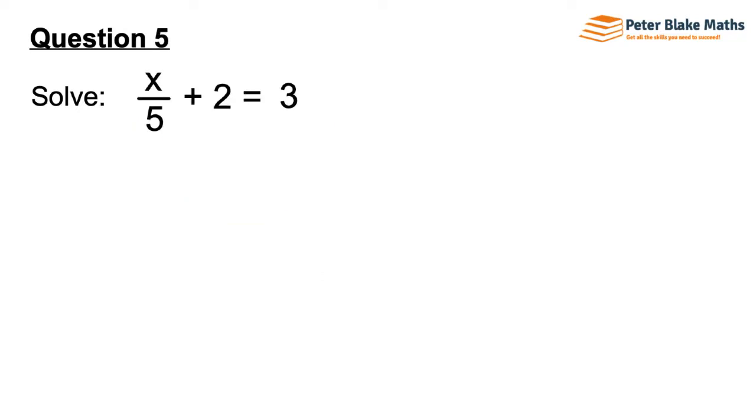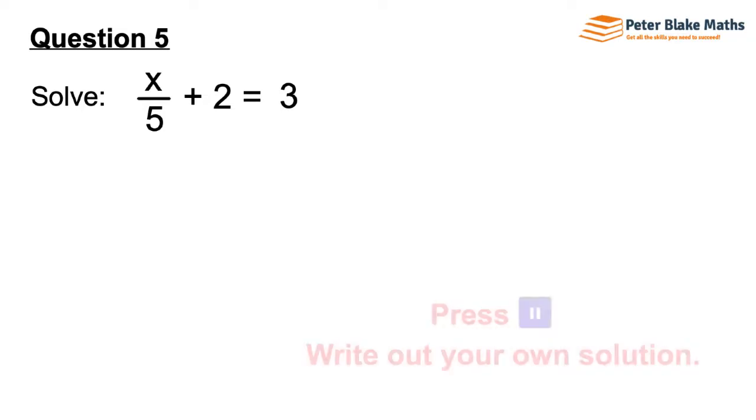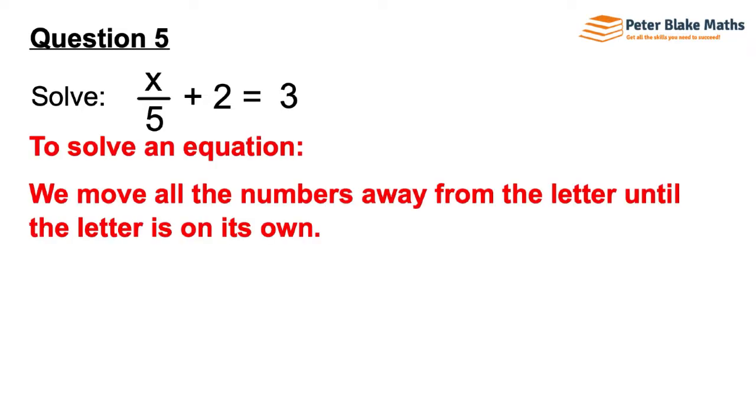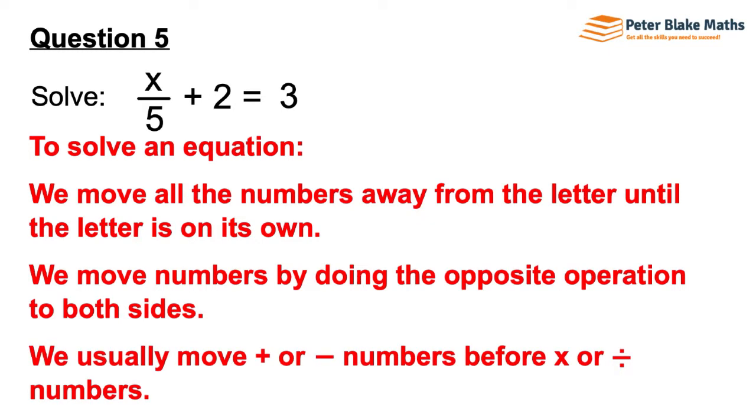Question 5. Solve x over 5 plus 2 equals 3. To solve, we move all the numbers away from the letter until the letter's on its own. We move things by doing the opposite operation to both sides, and we usually look to move plus or minus numbers before any multiply or divide numbers. In this case, we're going to move the plus 2 first.